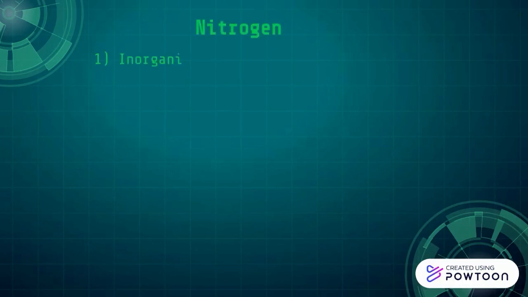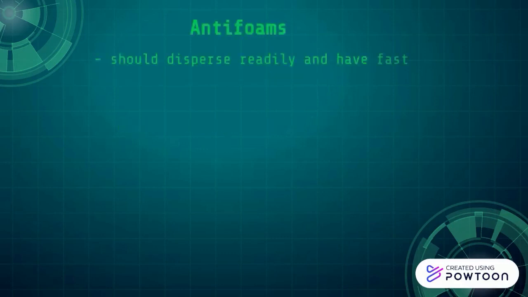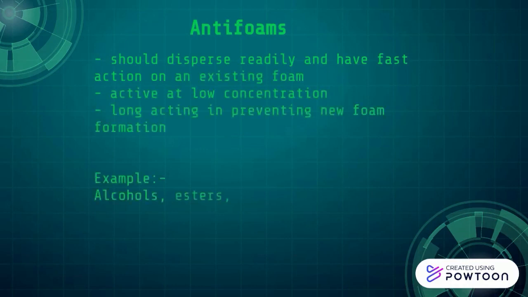Nitrogen. Inorganic nitrogen such as ammonia gas, ammonium salt, nitrate. Organic nitrogen: amino acid, protein, and urea. Antifoam. Antifoam is used to reduce foam formation during fermentation. These are the characteristics of the antifoam. Examples of antifoam are alcohol, ester, fatty acid, and derivatives.